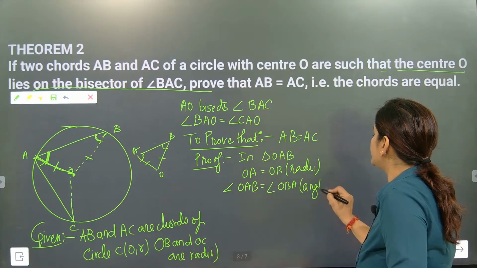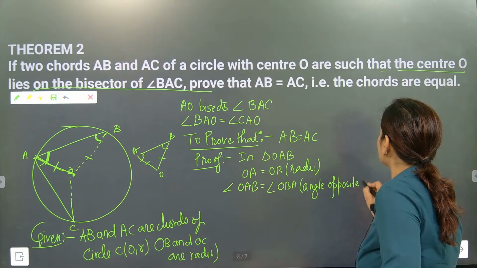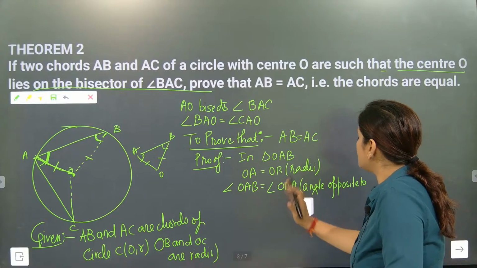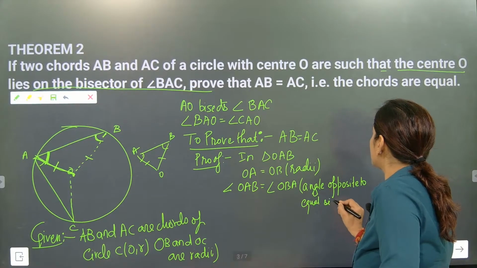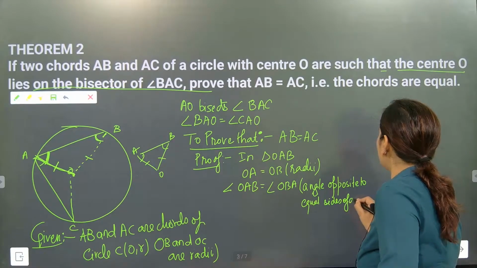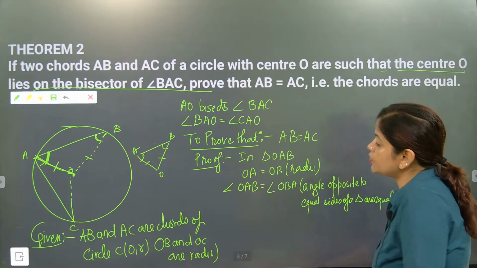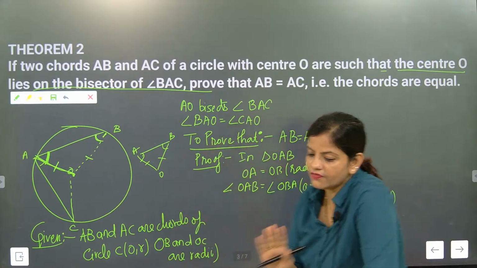Angles opposite to equal sides of a triangle are equal. That's the major section we have done.